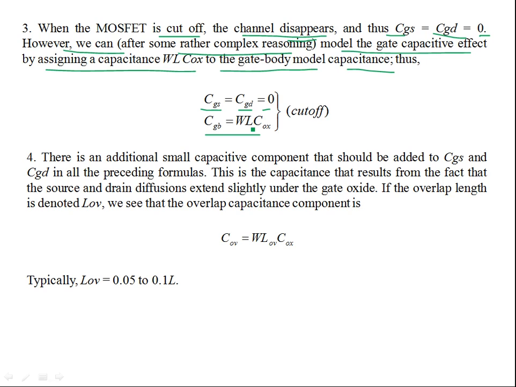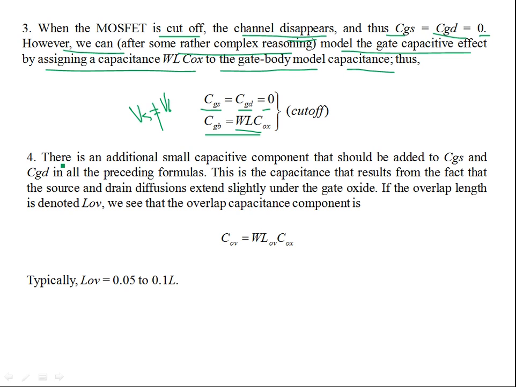So we're not assuming over here that the source is connected to the bulk. If source and bulk are at the same potential, if Vs is equal to Vb, well, in that case your CGB is also 0. But however, this is not the case over here. So therefore, the entire gate capacitive effect is assigned to the gate-body capacitance model.